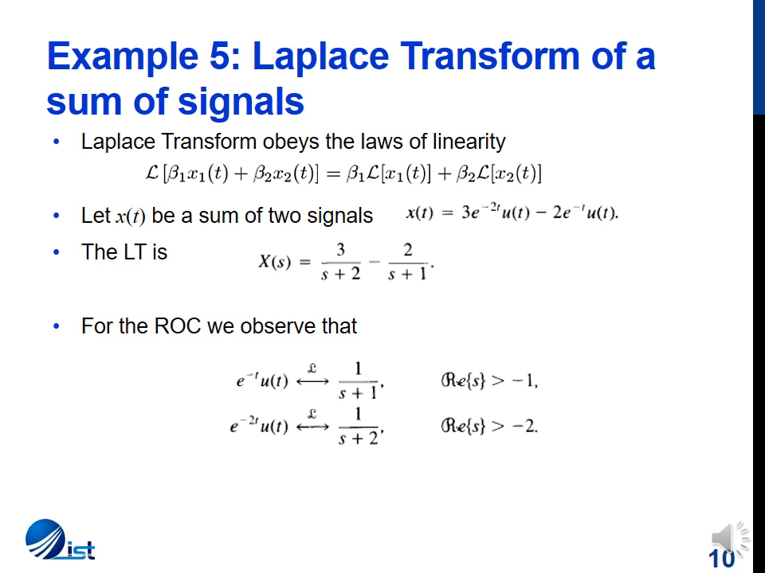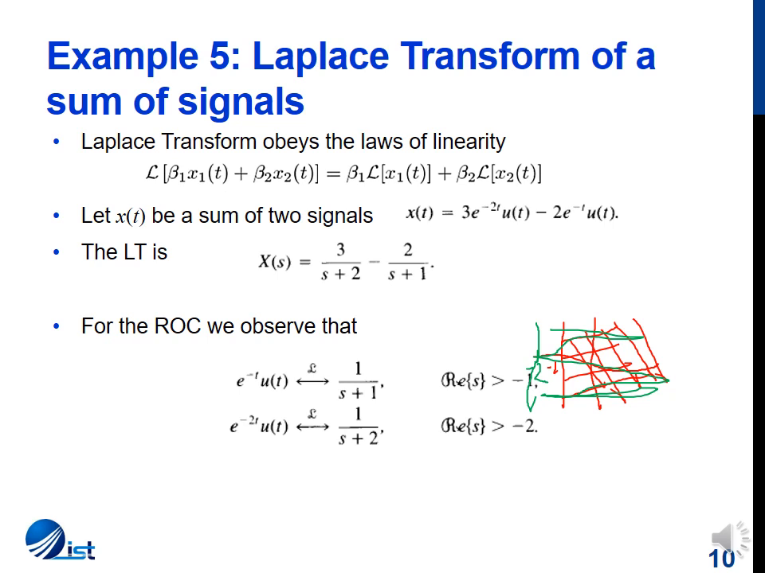How would these ROCs look? If this is our S-plane, the ROC greater than minus 1 would be, this is our minus 1 point, so this will be all this region. So this is our ROC. And for the ROC real of s greater than minus 2, if this is our minus 2 point, the ROC is all this region.